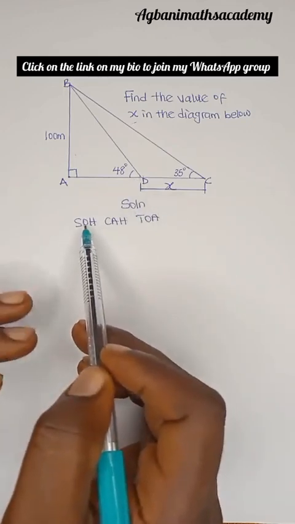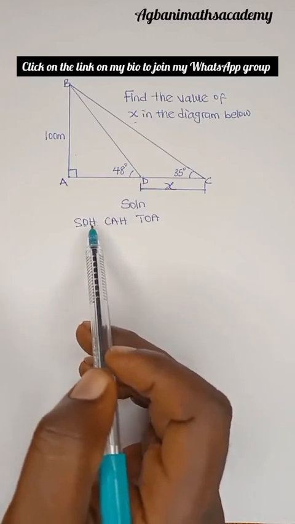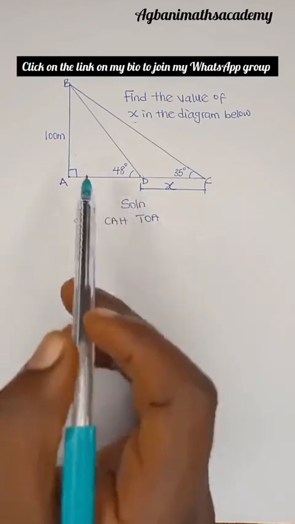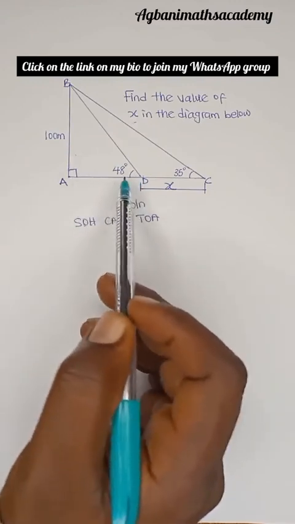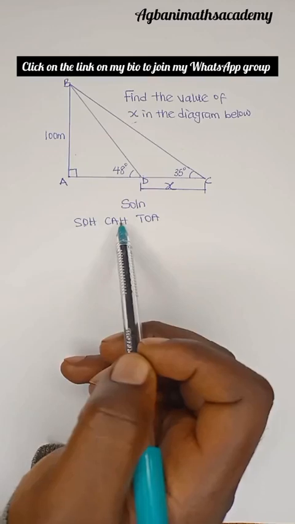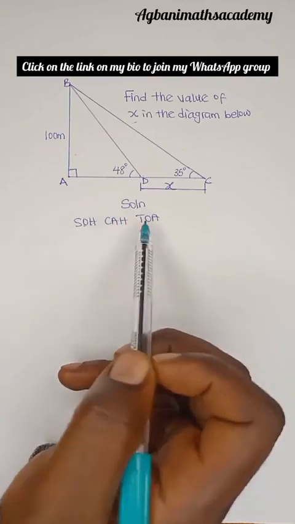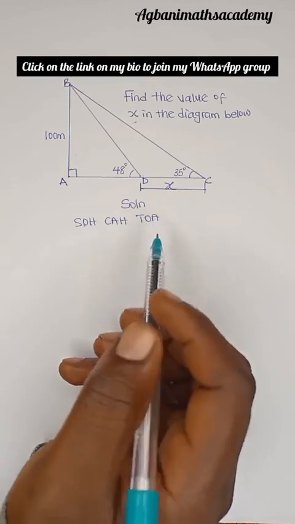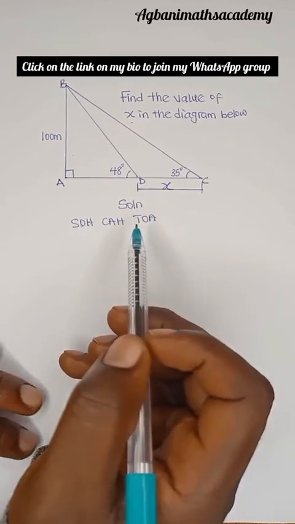So when we have the opposite and the hypotenuse in a particular question, we are going to use sine. When we have the adjacent and the hypotenuse, the adjacent is the third side of the triangle. Okay, so when we have the adjacent and the hypotenuse, we are going to use CAH or cosine. And when we have the opposite and adjacent, we are going to use TOA or tangent. So let's look at this question. How do we go about solving this?